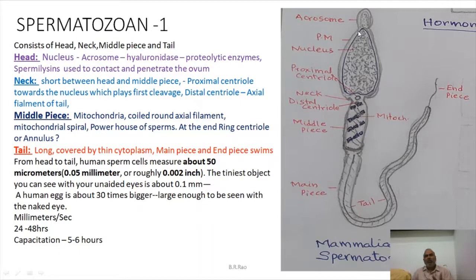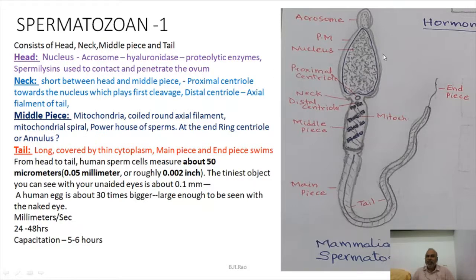The acrosome is having enzymes, especially hyaluronidase. Hyaluronidase will penetrate the egg membrane, and several proteolytic enzymes are there. Acrosin is another enzyme needed for penetration of the corona, and hyaluronidase is needed for the penetration of the zona. These are called spermilysins because they are the lysine enzymes present in sperms. So they are used to contact and penetrate the ovum.